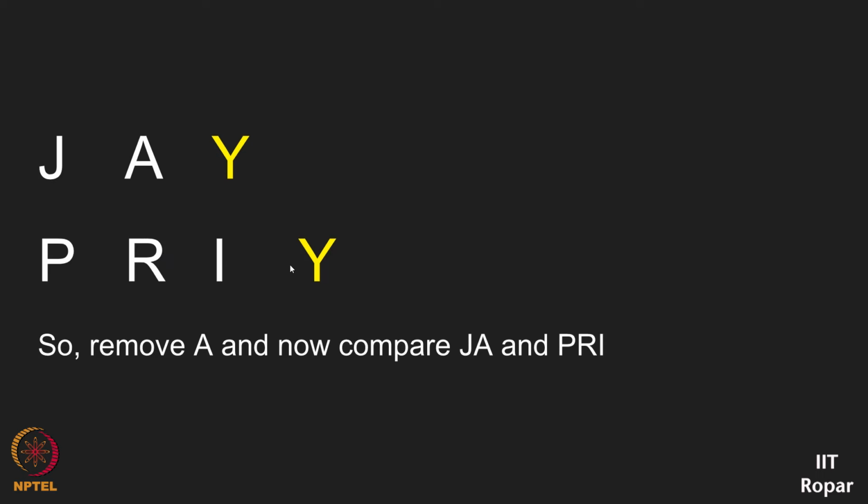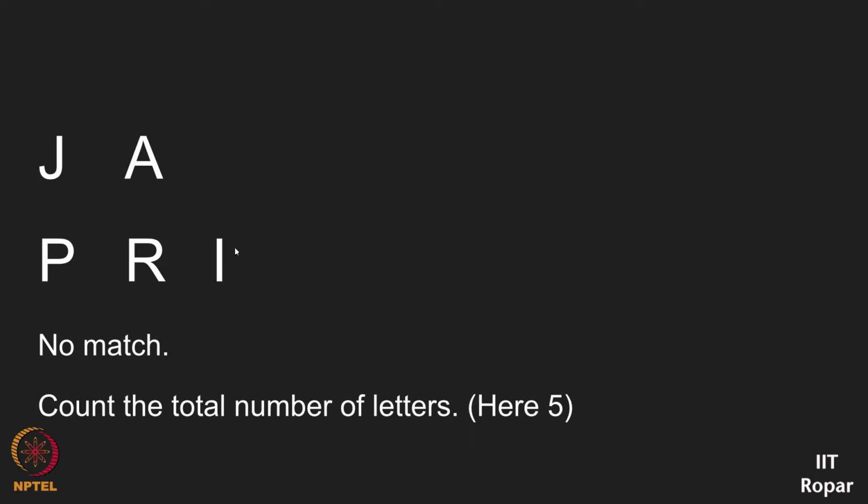You have to compare them. JA and PRI, if you compare, there is no match; there is nothing common between these two strings. So at this point, you count how many letters are remaining. 1, 2, 3, 4, 5.